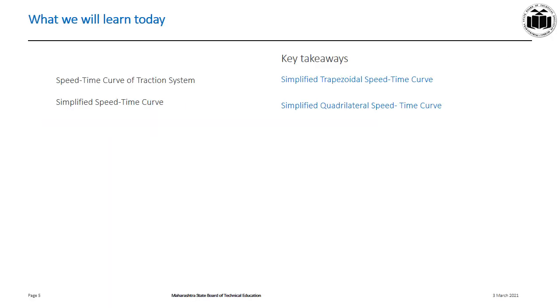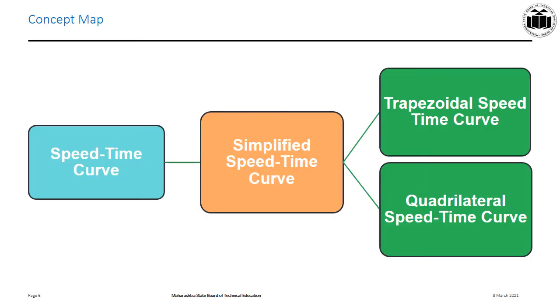What we will learn today? Today we will learn speed time curve of traction system, simplified speed time curve. The key takeaways of this presentation are simplified trapezoidal speed time curve and simplified quadrilateral speed time curve. Let's see the concept map for this topic.